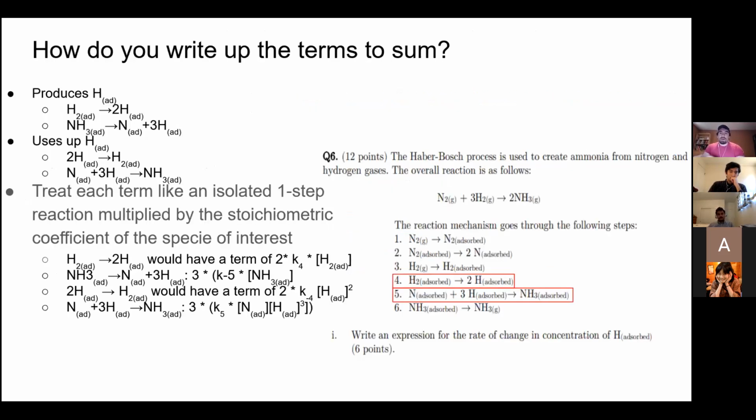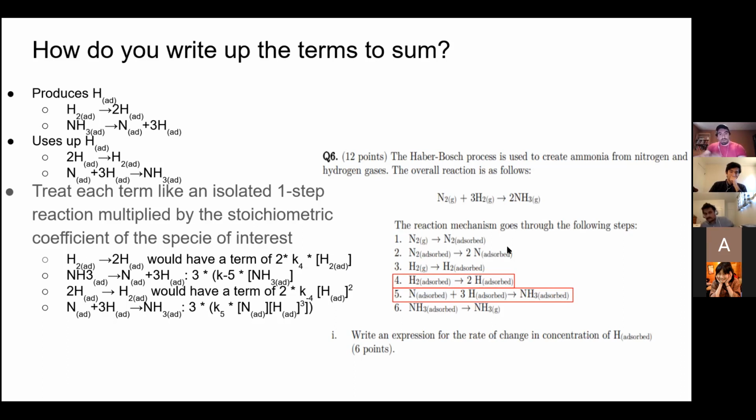So as I showed in the population example, you have a bunch of sums, 2 sums that you take the difference of. So you basically treat each one as a one-step, one-way reaction, and then you multiply it by the stoichiometric coefficient of your species of interest, which would be the stoichiometric coefficient of your H adsorbed.